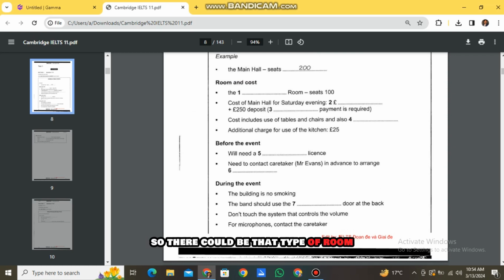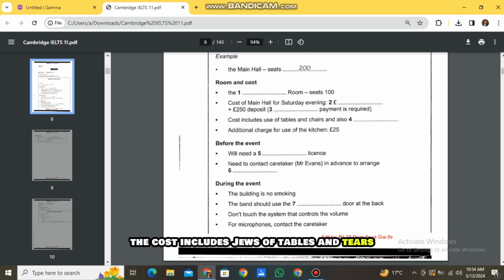So there could be the type of room. What type of room? Okay, so we have to stick to the audio and we have to search in that audio where he talks about the type of room. Let's take the next example.